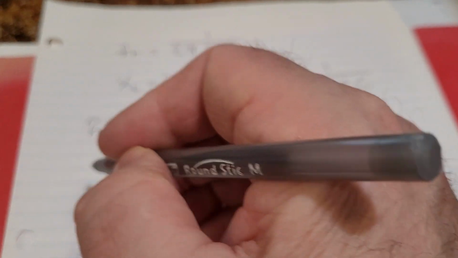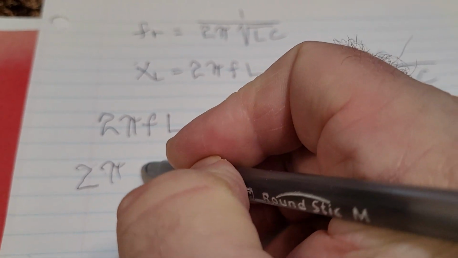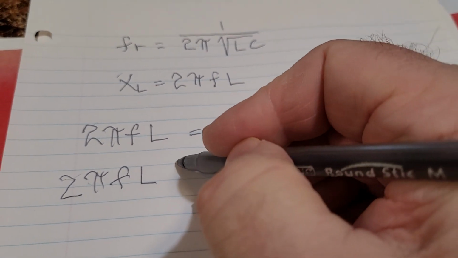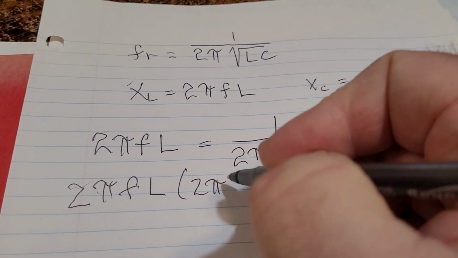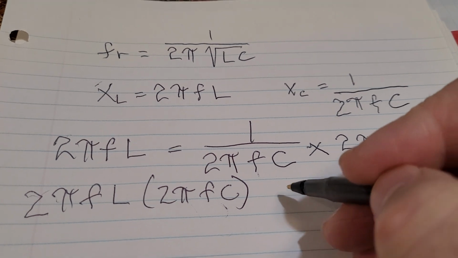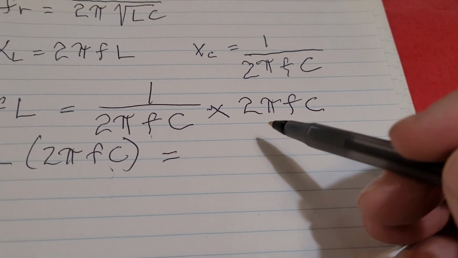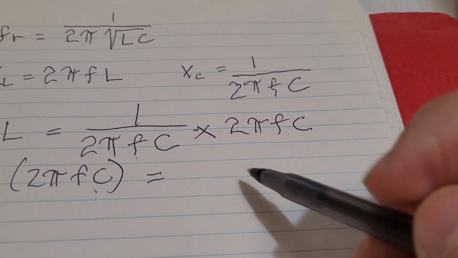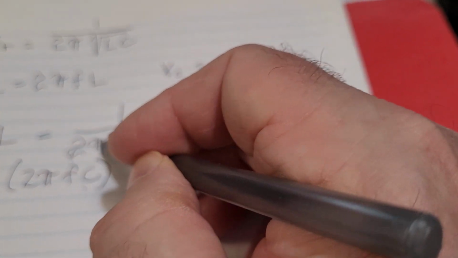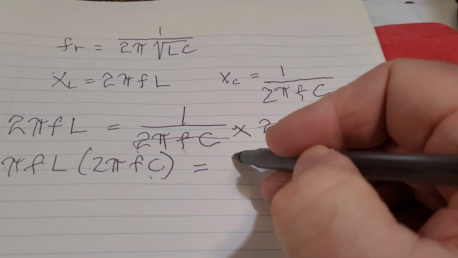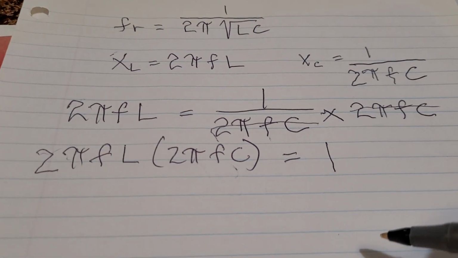So what it's going to be is 2 pi FL times 2 pi FC, and is equal to, well, if you multiply 2 pi FC times 1 over 2 pi FC, you'll get 1. These will cancel. So that cancels, and that cancels. So you get 1 on this side. Okay, we're a little closer now.